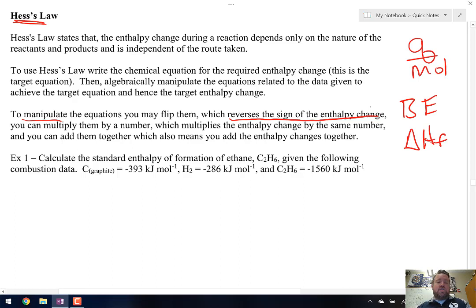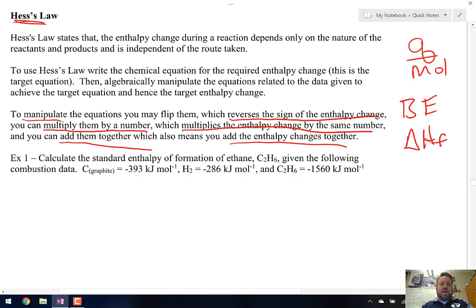Let's say you need 2 CO2s instead of 1 CO2. Then you can multiply the equation by whatever number you need to, and that multiplies the enthalpy change. And then, just like with reaction mechanisms, you can add equations together, and when you do, you add the enthalpy changes together as well. Those are really the three main things you're going to do with chemical equations. Sometimes you'll flip them, sometimes you'll multiply them by 2 or maybe by 1/2.